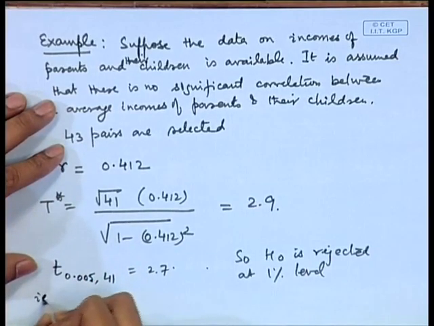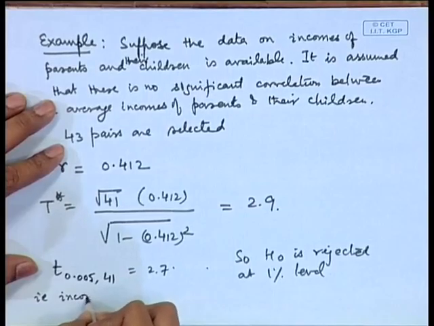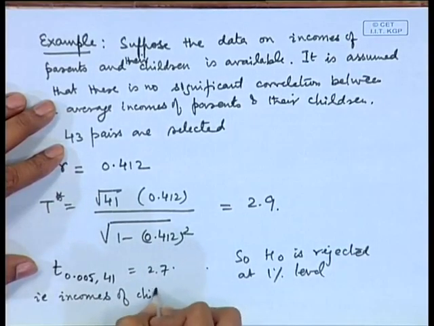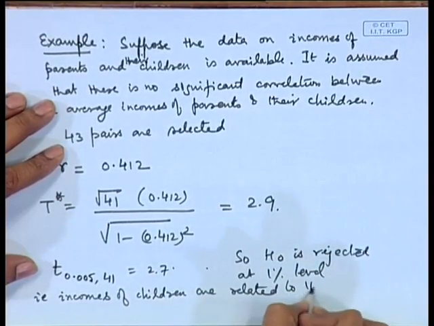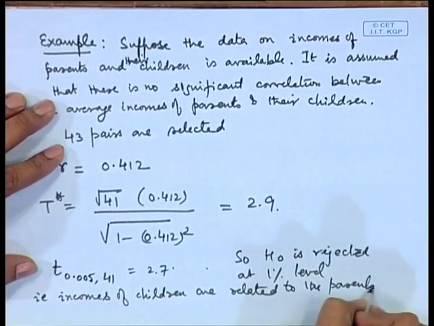That means, the incomes of children are related to the parents. That means, higher income parents, their children will also tend to earn higher incomes, and lower income parents, their children will have lower incomes here. Now, this test is again based on the normality assumption. Sometimes the normality assumption may not be valid. In that case, there is a large sample test for correlation coefficient.